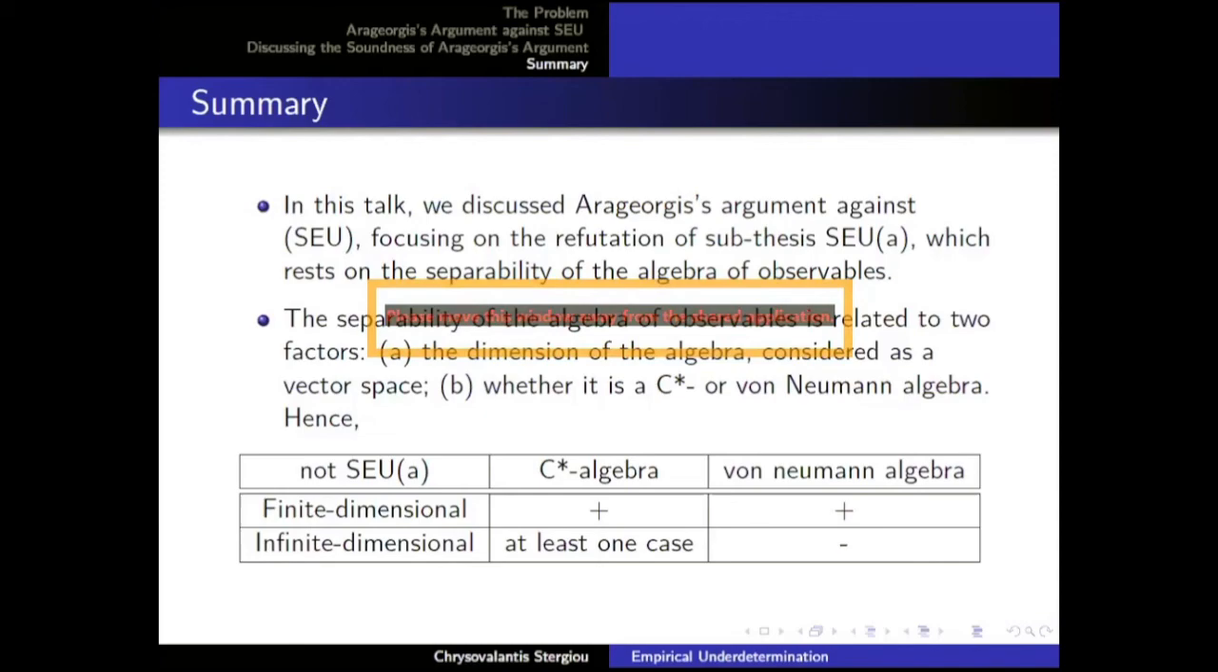But this result can be more general, since any finite algebra is isomorphic to a finite direct sum of complex square matrix algebras of a finite dimension. And of course, these algebras are separable algebras. And since each component of the sum contains a countable dense subset of elements, and the Cartesian product of countable sets is countable, we conclude that the direct sum of complex square matrix algebras is separable. So in this way, we can justify the general conclusion that in finite dimensional algebras, the argument concludes to the falsity of the strong empirical underdetermination thesis.